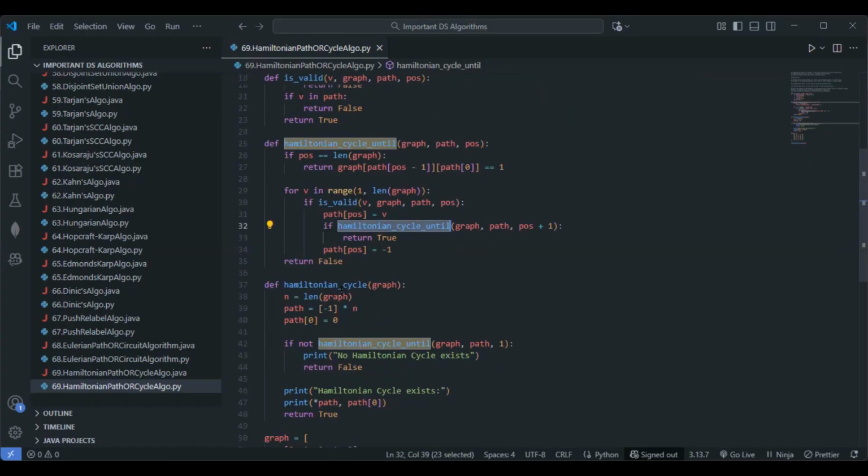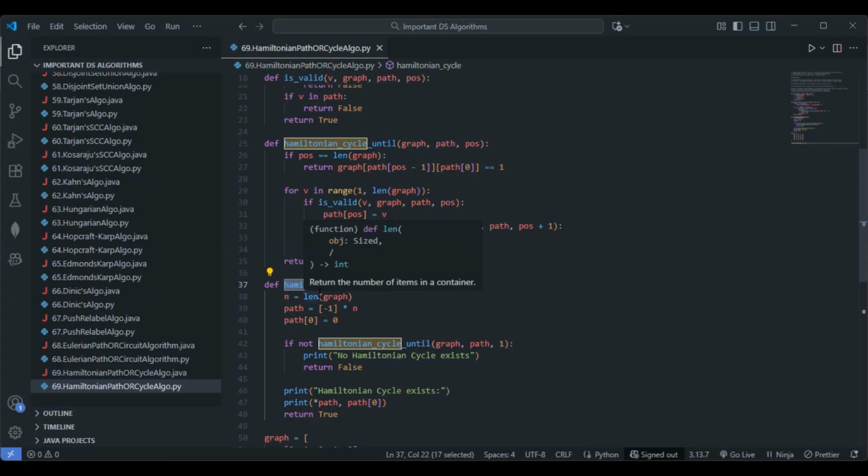Next, let's move on with the Hamiltonian cycle function. This one. So basically what it does, it initializes the path and triggers recursion. It prints the Hamiltonian cycle if one exists, otherwise it reports none.